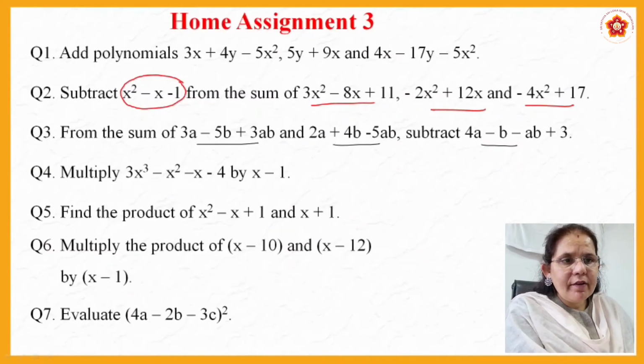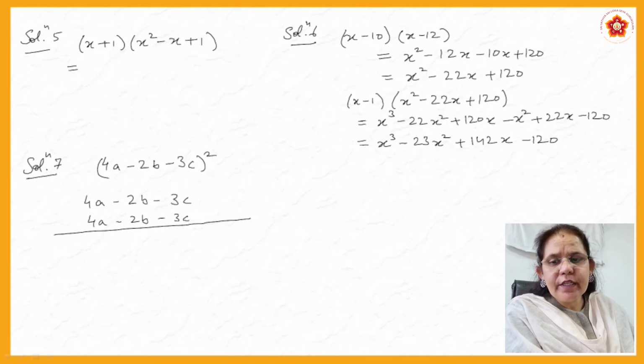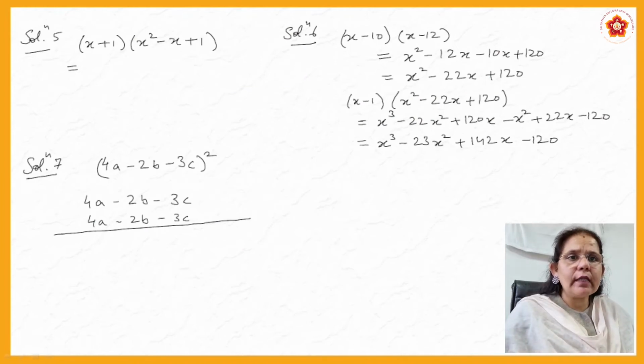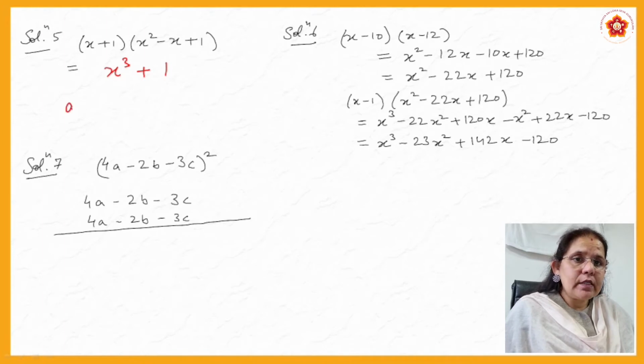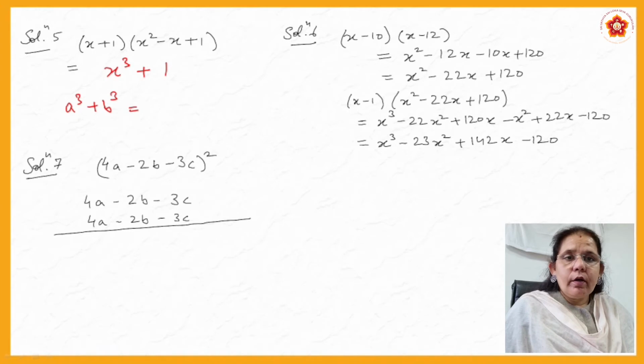In question number 5, you have to find the product of these two, which is quite simple. You can do it by putting it into column, or otherwise also you can do it. Please check it. Your answer should be x cube plus 1, because it is the formula of a cube plus b cube formula is used here.